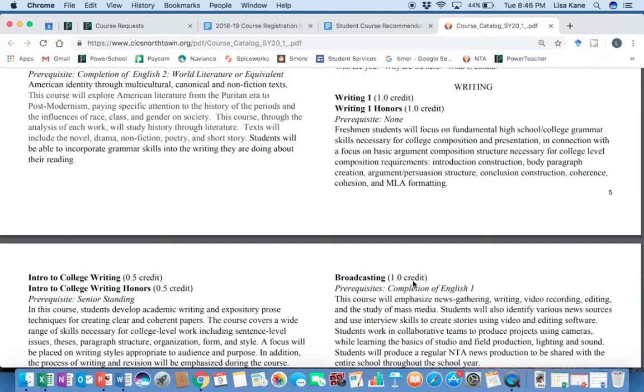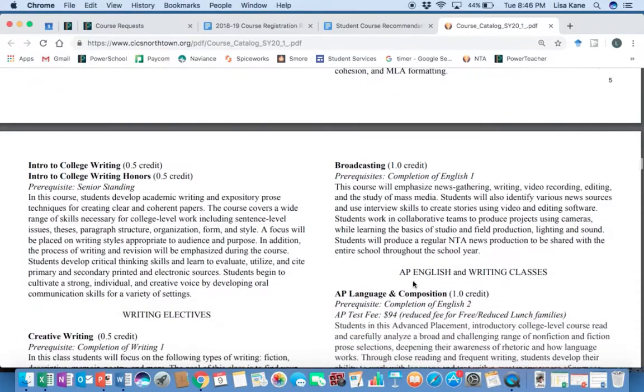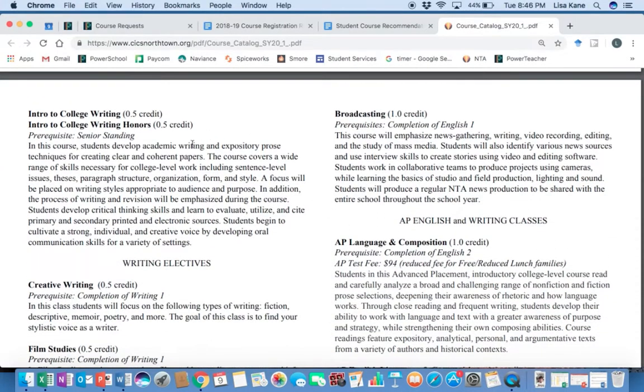Others of you chose to take 2 semesters of writing classes, such as Creative Writing, Speech and Debate, Film Studies, Social Justice, or the Humanities Urban Art class. If you completed this credit of writing, you do not need to take writing during your senior year. If you did not finish up your writing requirement, you're going to need to take Intro to College Writing, either academic or Intro to College Writing honors.